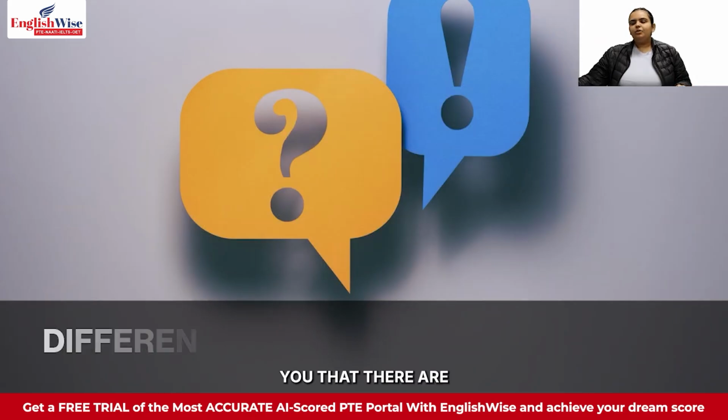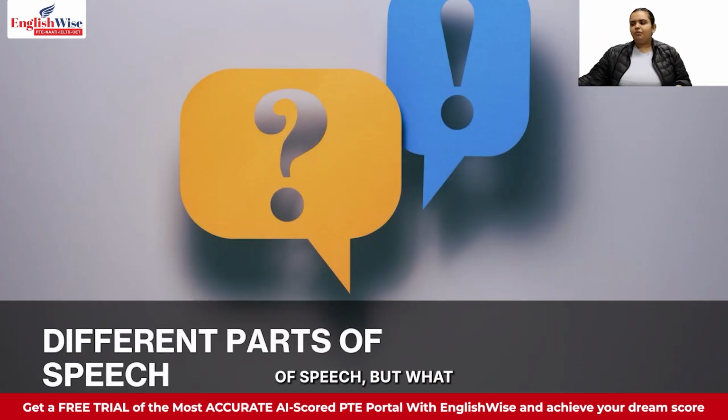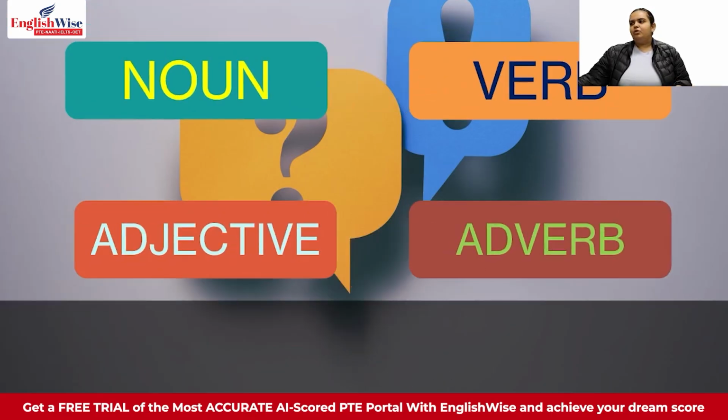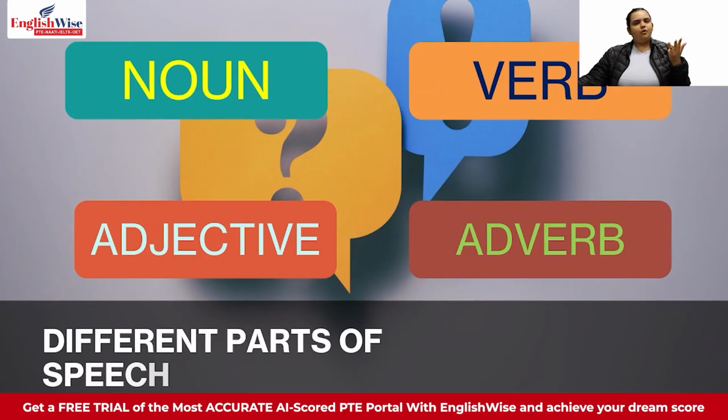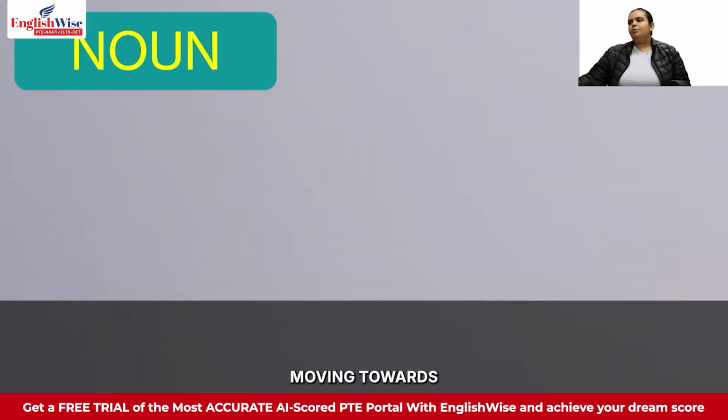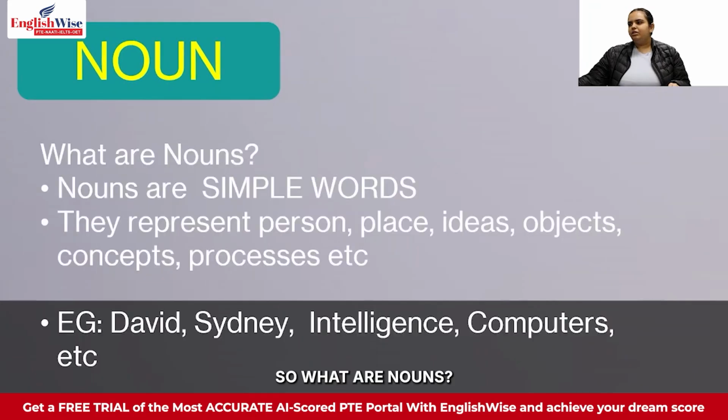Alright, now as I told you, there are a lot of parts of speech, but what happens is that 70% of the time in your exam, these are the 4 parts of speech that will be missing. So you will be missing a noun, verb, adjective, or an adverb. I'm going to cover that in this video. Moving towards nouns. So what are nouns?